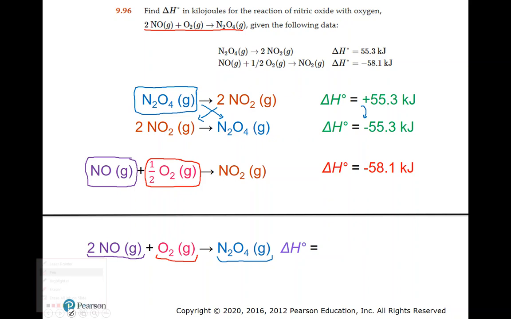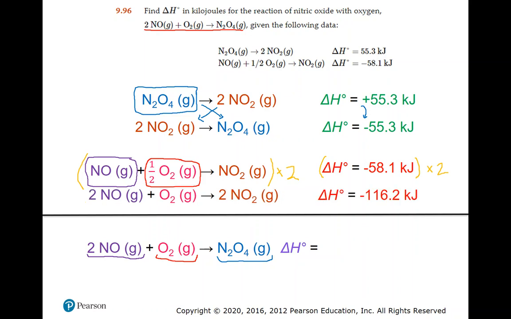So what we're going to need to do is go through and multiply all of the coefficients in that equation by 2. Let's see, I'll show this in orange. We're going to multiply all of our coefficients by 2 so that this second equation will look more like the equation at the bottom, which is what we're trying to end up with. And if we multiply that by 2, we're going to need to multiply the associated enthalpy change by 2 as well. So that gets multiplied by 2, and when we do that, our enthalpy change, of course, doubles.